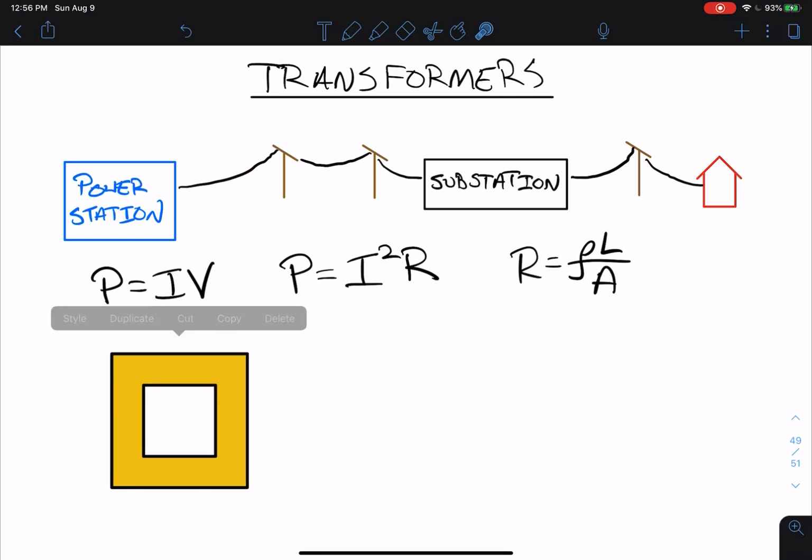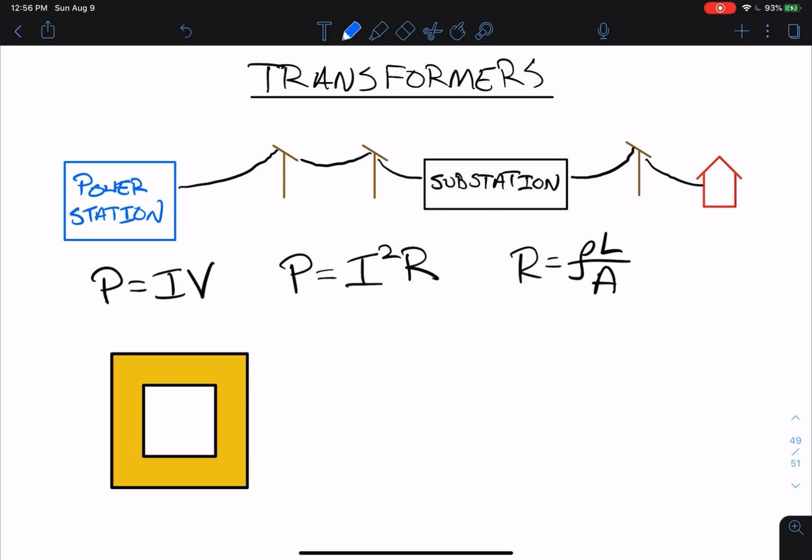So this is your basic transformer. It's usually just a block of iron, although engineers have done some very ingenious things with transformers to improve their performance. But for our purposes, we're going with a basic transformer. It's just a block of iron.